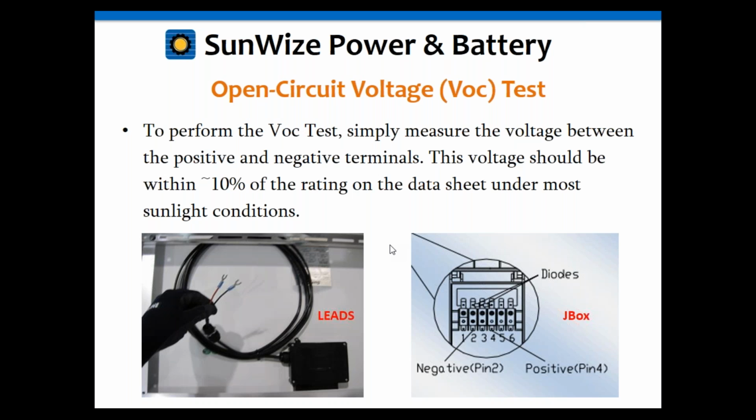So to perform the VOC test, this is going to be done at either the controller, the combiner box, or the module itself, any of those places, disconnected from the rest of the system. You're going to simply put your multimeter positive lead on the positive wire and the negative lead on the negative wire. And just showing a couple of different pictures and diagrams here. This is a junction box with an output cable. You could do it there, or you could do it inside the junction box as well.